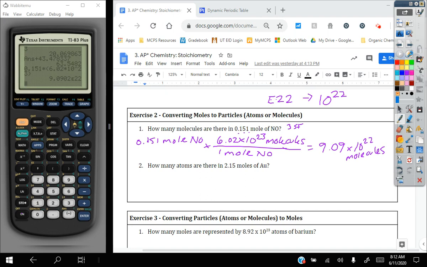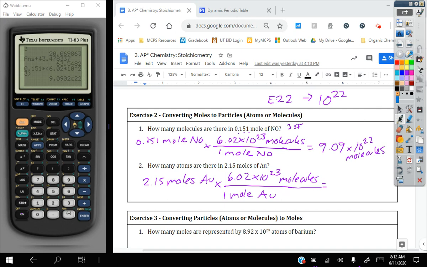All right. Same setup for the next one, 2.51 or 2.15 moles of gold. Now, notice they're asking for atoms this time. The nice thing about Avogadro's number is it doesn't matter if you are dealing with atoms or molecules, you can use the same number. The only time it does matter is if you are given a compound or a molecule and then they ask for specific atoms of a type, because then you're going to have to use the subscripts as a mole ratio.